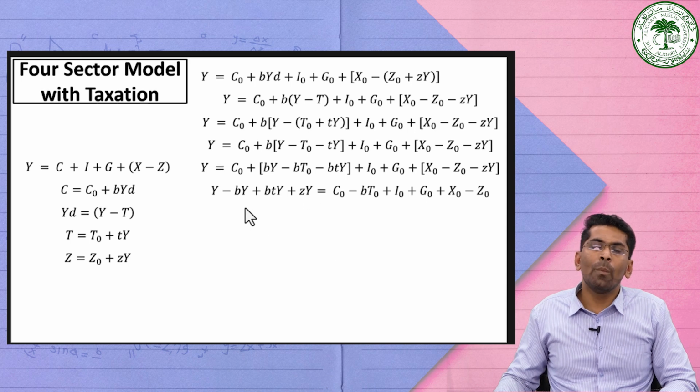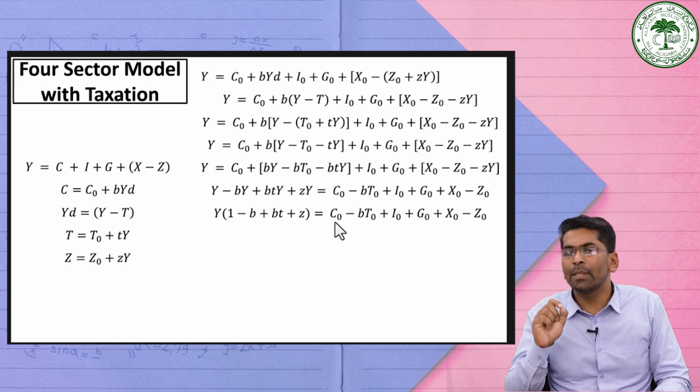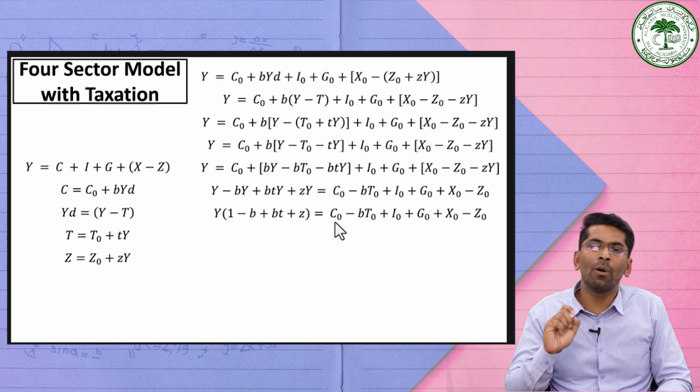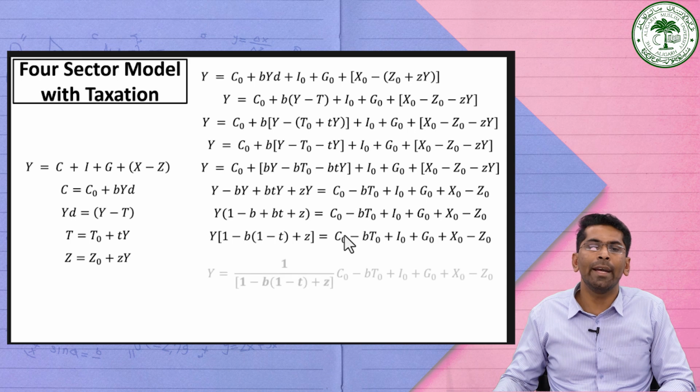Then here Y is common, I am taking Y outside, so it is 1 minus B plus BT plus Z, which is equal to C0 minus BT0, I0, G0, X0 and Z0. See, I am taking this particular term into the right side of the equation, so it will go to the denominator side. Before that, B is common here, so I am taking B outside again. So what is remaining? It is minus B into 1 minus T, because here we are already putting minus B plus Z.